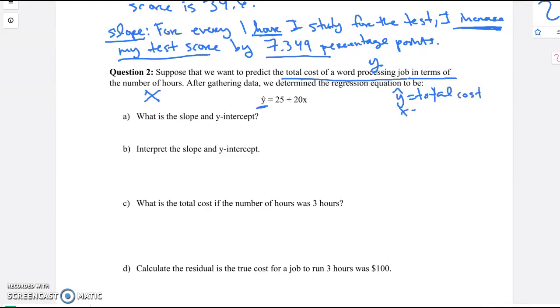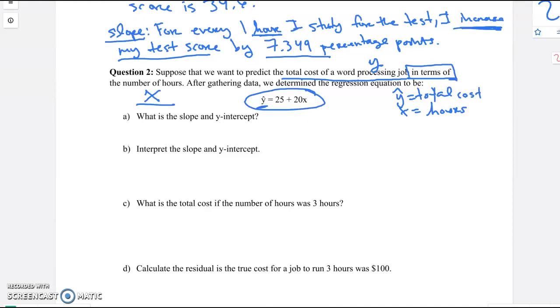And my X is going to be the number of hours. So in this case, I didn't really give you the graph. I just gave you the regression equation itself, right? So you just need to be able to look for those keywords. In terms of, the next thing that's going to occur is just going to be the X. All right. So in this case, what is my slope?